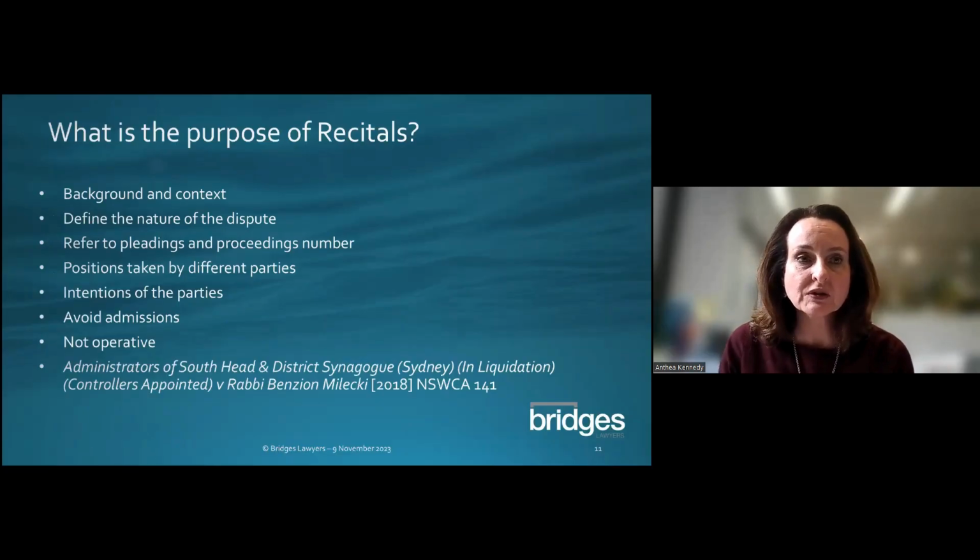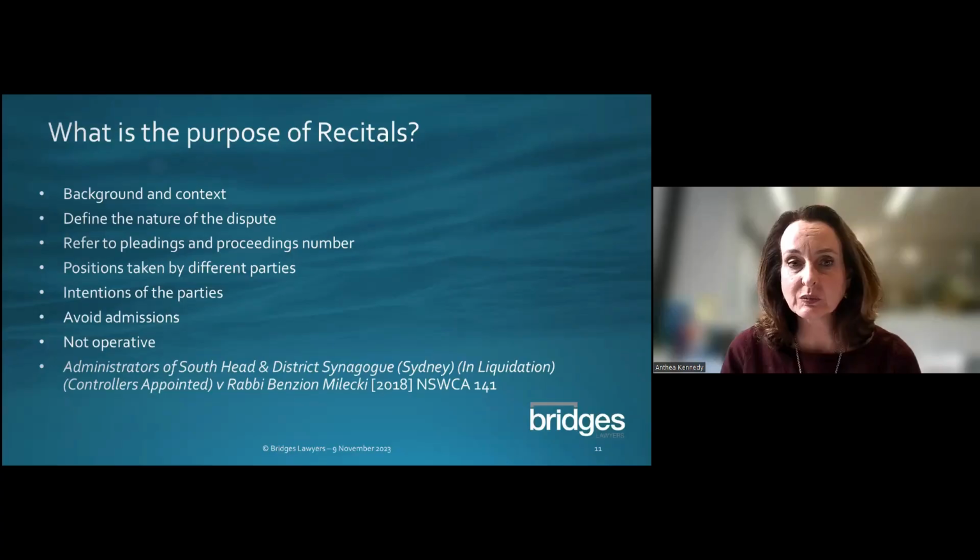Deeds will often contain recitals, and the purpose of those recitals is to provide background and context of the situation. So where there's a deceased estate and there's a family provision claim, it's useful to set out when the deceased died, whether there was a will and whether probate has been granted, who the beneficiaries are and who the executors are, defining the nature of the dispute, the fact that there are family provision proceedings on foot, and if that's the case, to refer to the pleadings and the proceedings numbers.